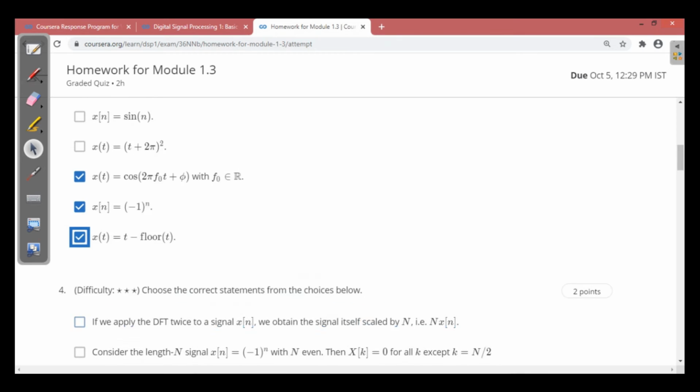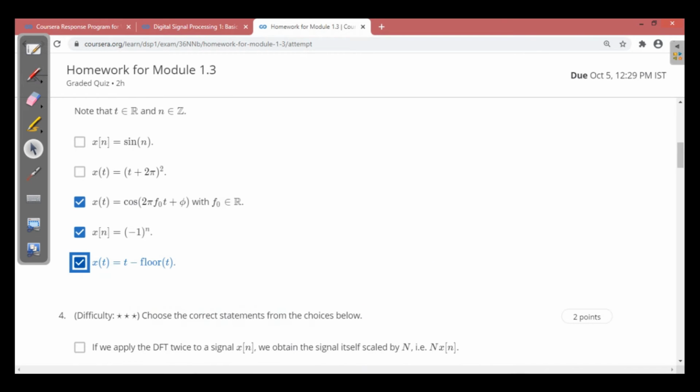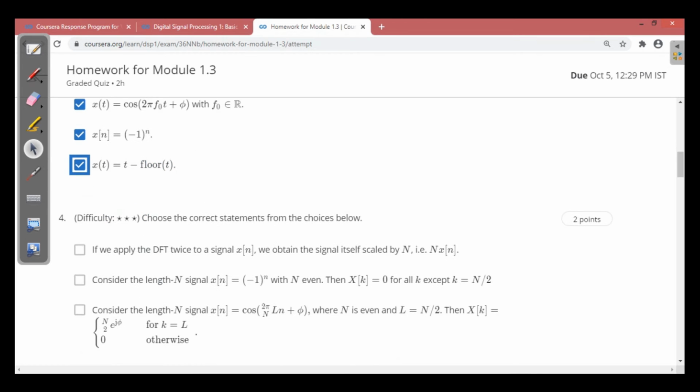So here there are three periodic signals. One is x of t is equal to cos of 2 pi f naught t plus pi. Then x of n is equal to (-1)^n. Then x of t is equal to t minus floor of t.